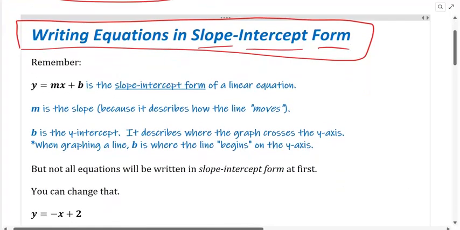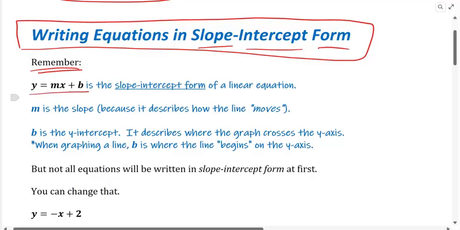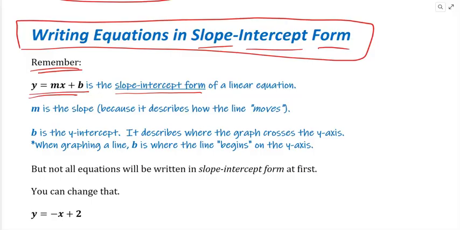So things to remember, right? We need to remember that y equals mx plus b. That is the slope-intercept form of a linear equation. So make sure you write that down. Slope-intercept form. And it's linear. That means it produces a straight line.